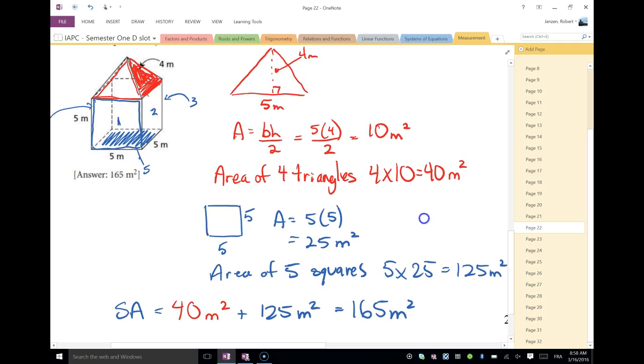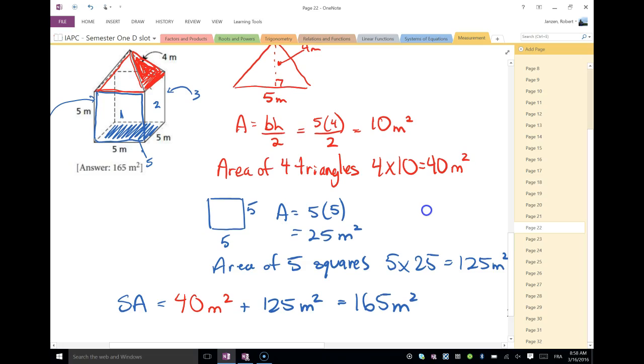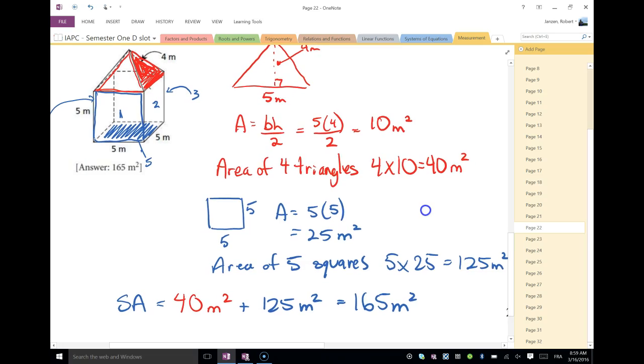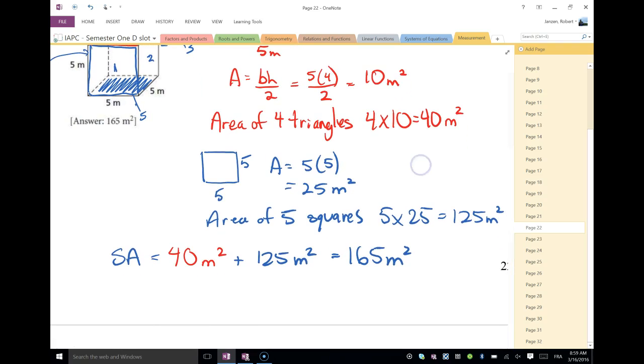So this is the strategy I would use when you're doing composite shapes. Let's try to find the surface area of each individual face and then add them all up at the end.